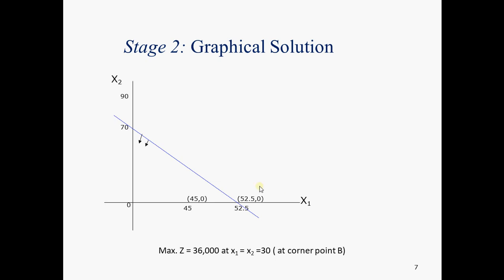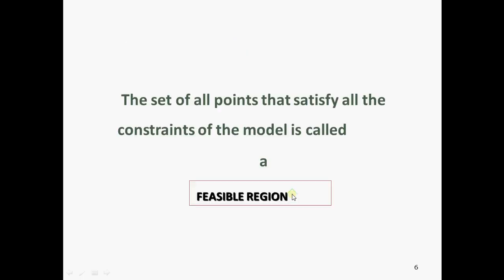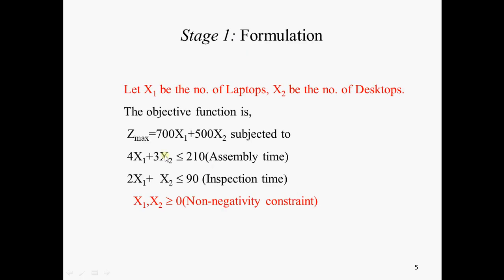So you have to convert the inequality into equation first, then you have to plot it. How to plot the equation? It is simple coordinate geometry. Let us go back to this one. You consider this as an equation, 4x1 plus 3x2 equals 210. Because if it is an inequality you cannot plot, so you put the equation, fine.